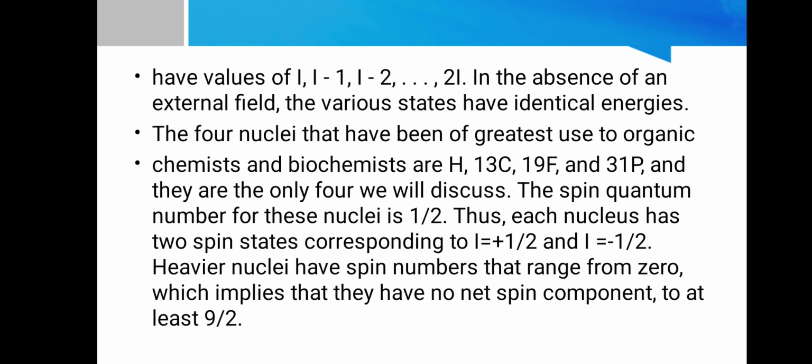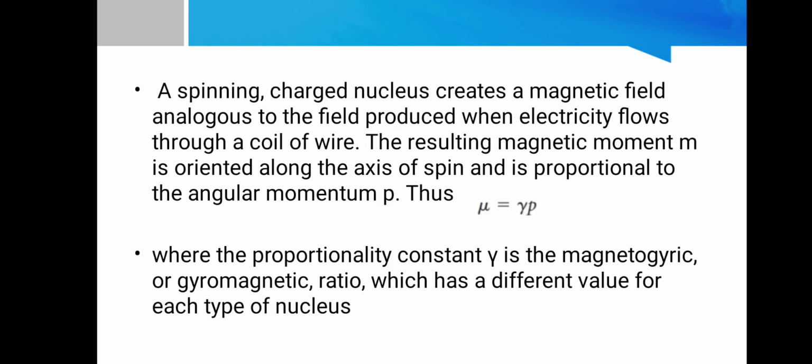Heavier nuclei have spin numbers that range from 0, which implies that they have no net spin component, to at least 9/2. A spinning charged nucleus creates a magnetic field analogous to the field produced when electricity flows through a coil of wire. The resulting magnetic moment μ is oriented along the axis of spin and is proportional to the angular momentum. Thus, μ is equal to γp, where the proportionality constant γ is the magnetogyric or gyromagnetic ratio, which has a different value for each type of nucleus.